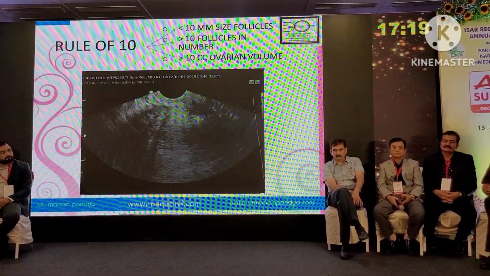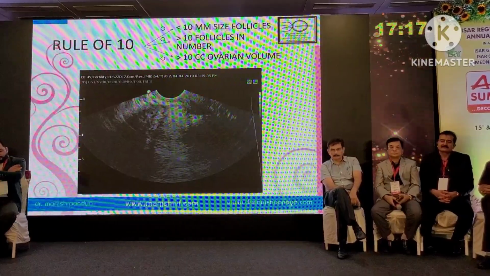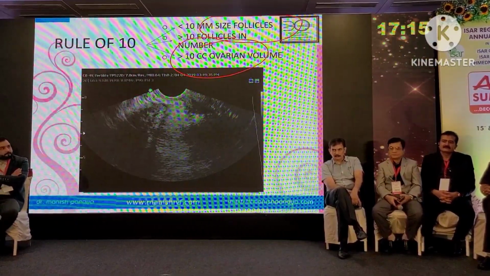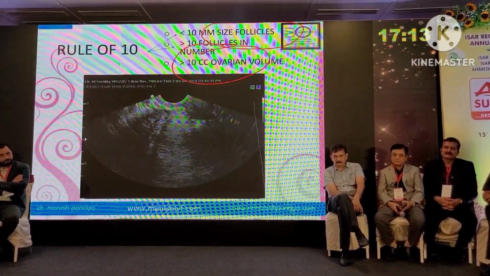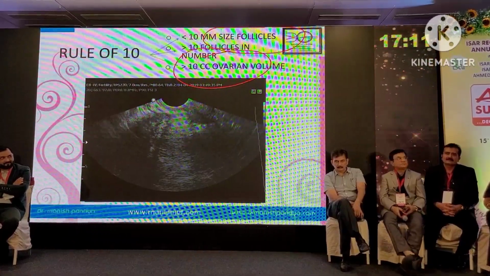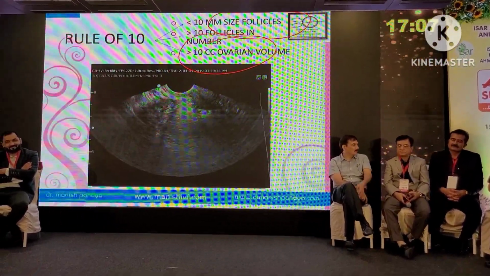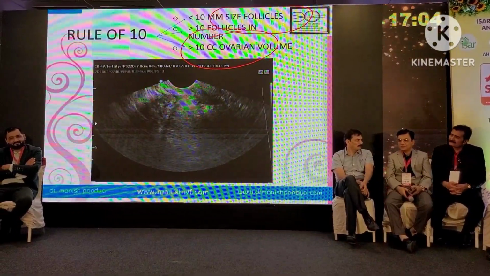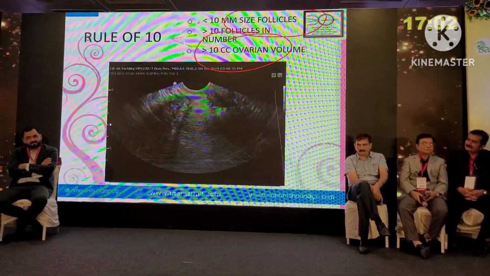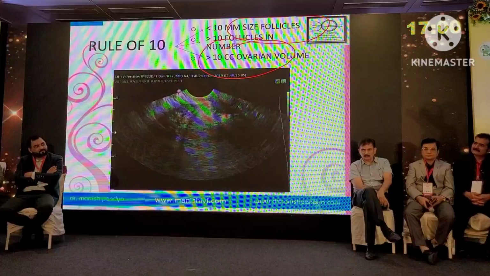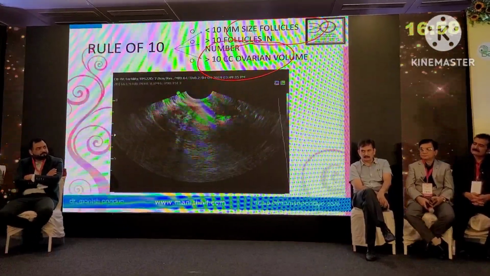This is simple. Ovary rule of 10. Everything is 10. Previously also, then more than 10. So remember 10 as a cutoff. It should be more than 10 PSV and 10. Everybody agrees, sir? Would you like to add something? So this is the latest. From Rotterdam, it came to this. This is the 2023 criteria.